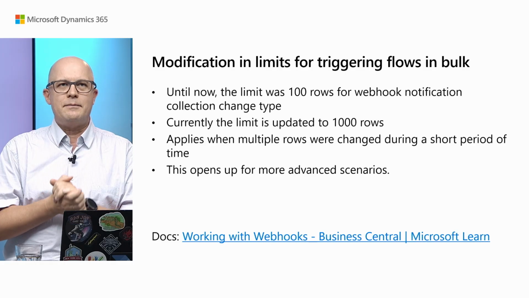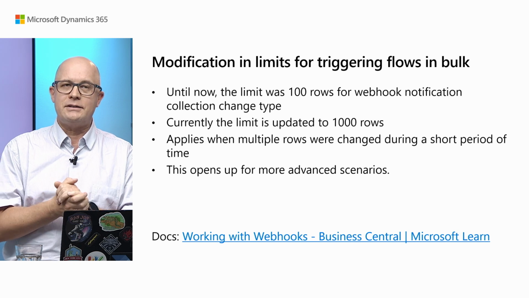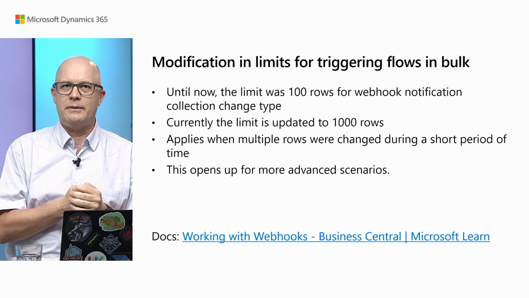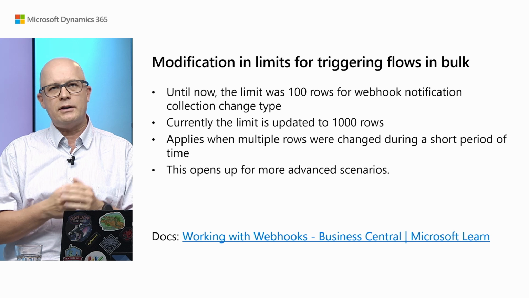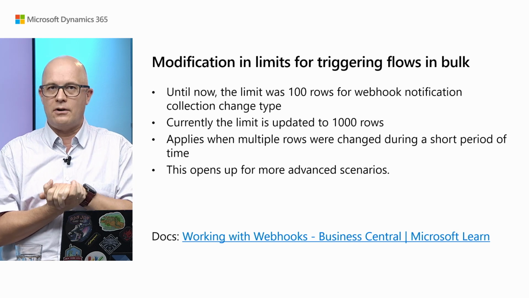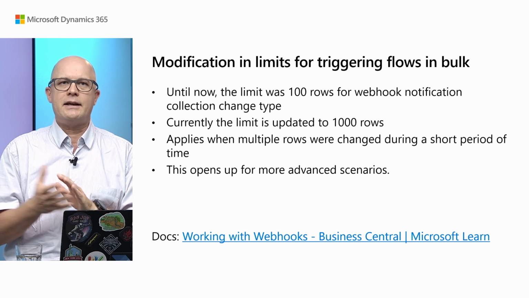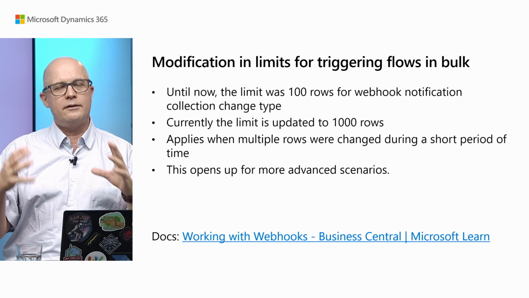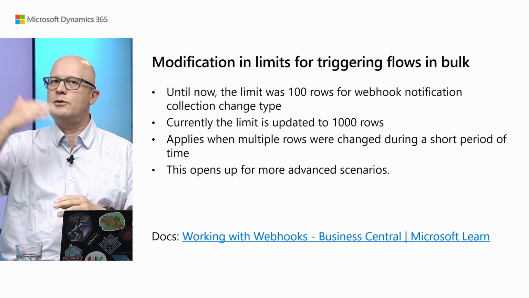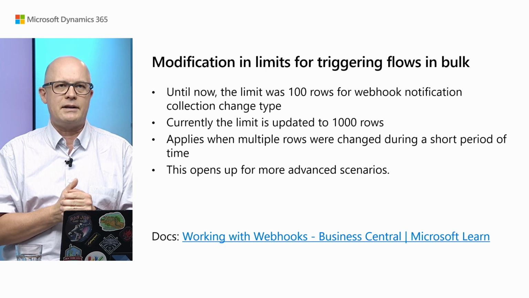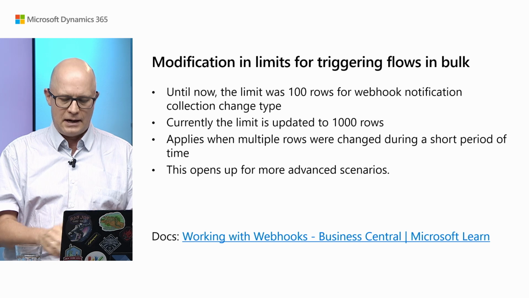So this first one is about notifications that come from Business Central to Power Automate based on webhooks. Before, there was a limit of 100 rows only. And right now, it's 1,000. So we changed that tenfold. And that allows you to build flows that react on bulk changes when you change a lot of data at the same time. And that, of course, opens new scenarios.